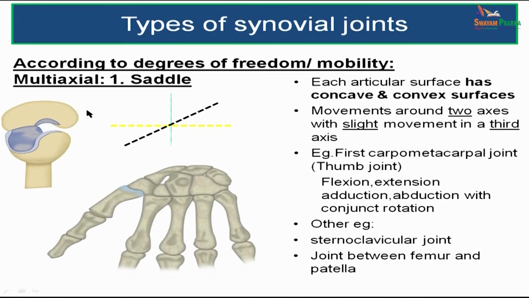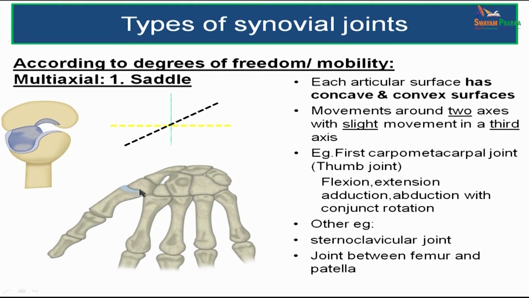Now, we come to the third variety, that is the multi-axial joint. There is the first type of multi-axial joint, it is called as saddle joint. Here we have to understand and remember the movement is occurring along three axes. So, here the articular surfaces have a concavo-convex surface on both sides. Therefore, there is main movement in two axes and a slight movement in a third axis also. Example, the thumb joint or the first carpo-metacarpal joint.